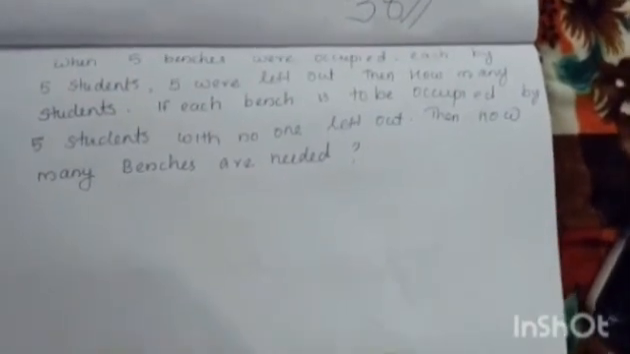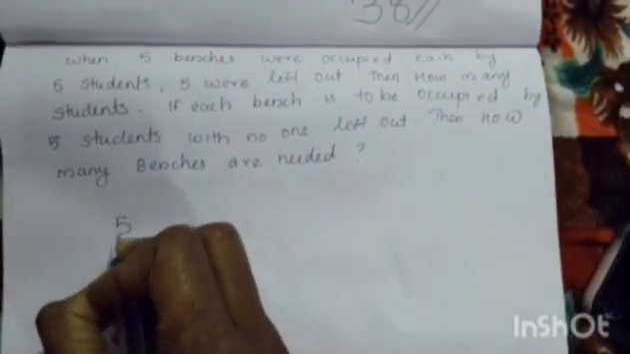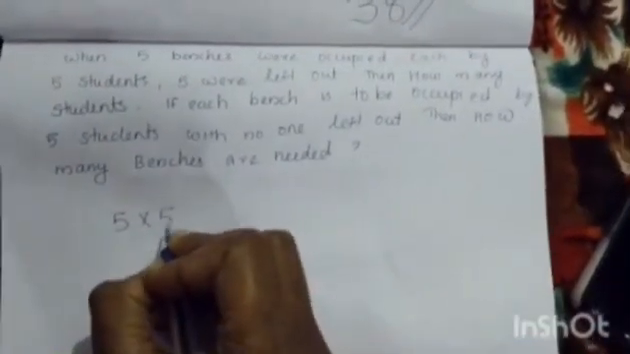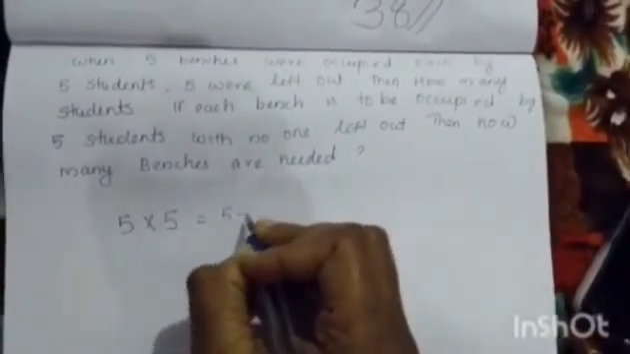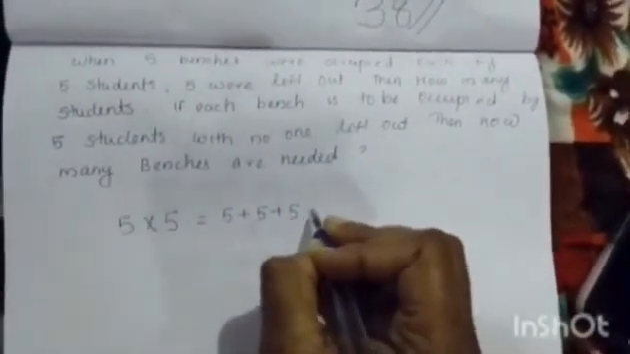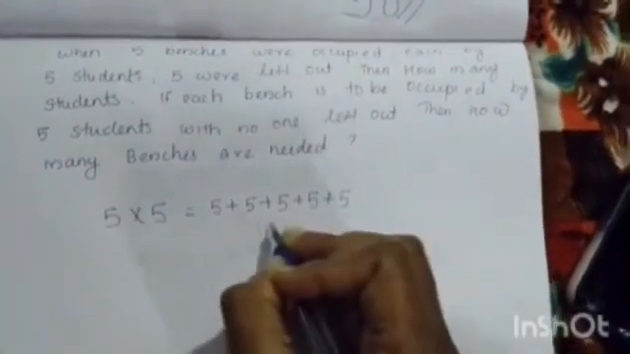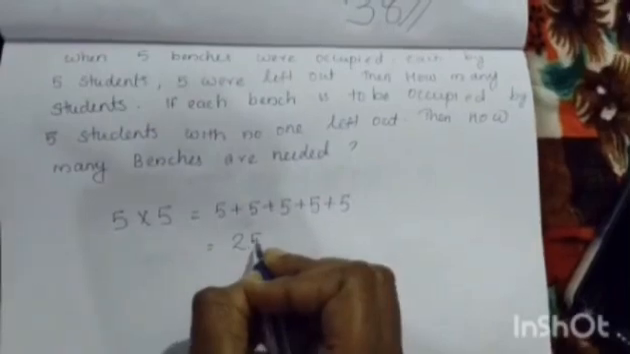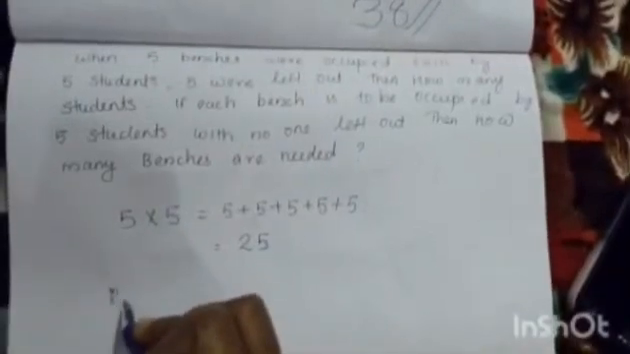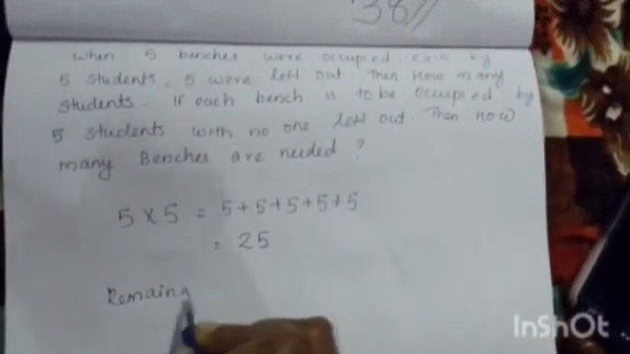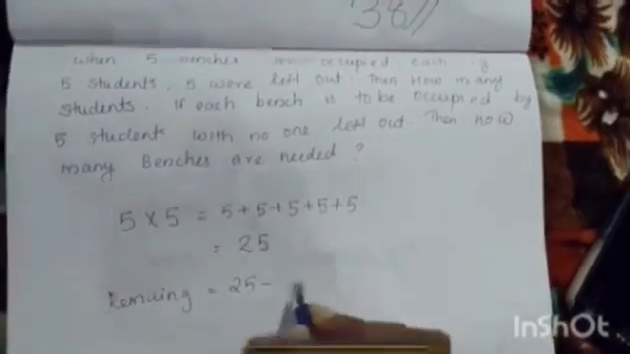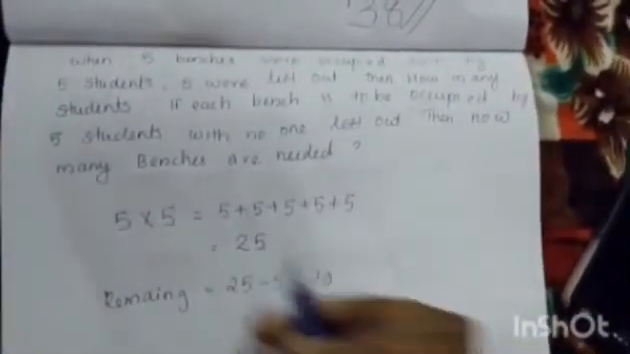Moving to the next one. When 5 benches were occupied, each by 5 students, 5 were left out. How many students? First, there are 5 benches. In each bench, there are 5 students. So 5 multiplied by 5 means 5 plus 5 plus 5 plus 5 plus 5. 5 added 5 times, we get 25. From that, 5 were left out. So the remaining children is 25 minus 5, which is equal to 20.